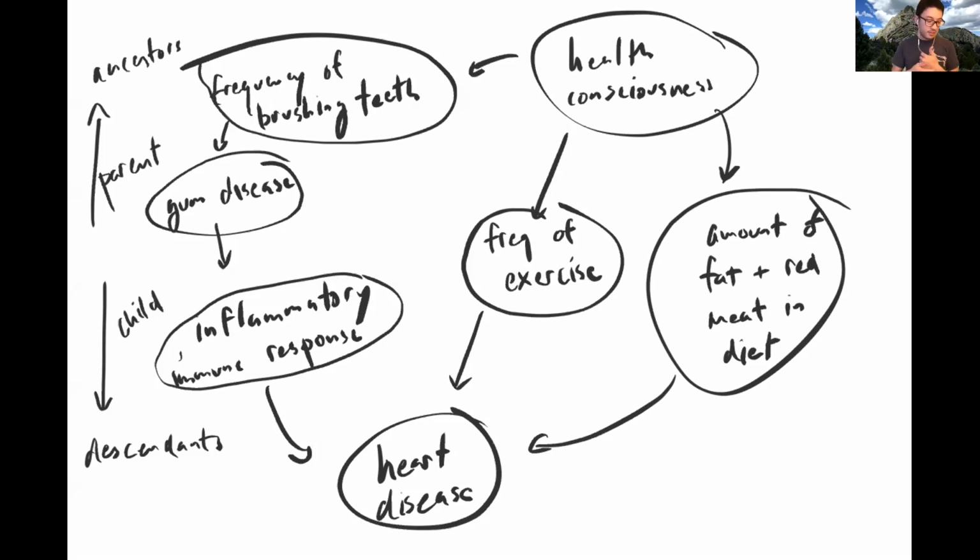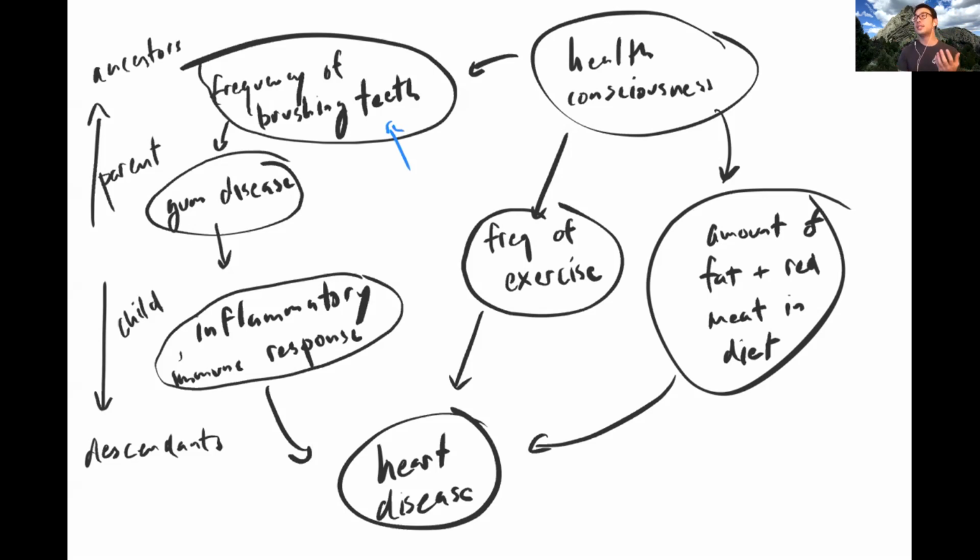So this is a sort of full model diagram for a graphical causal model. And one of the interesting things here is, now that I've introduced these other factors, suppose that I have data about frequency of brushing your teeth. In this model, unlike before, I can no longer tell what the causal relationship is between the frequency of brushing your teeth and heart disease.